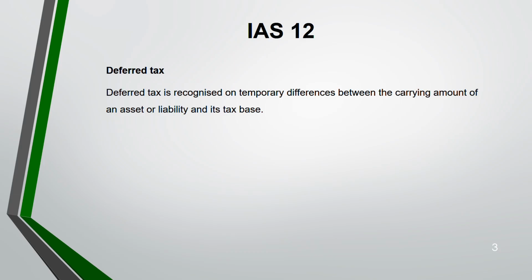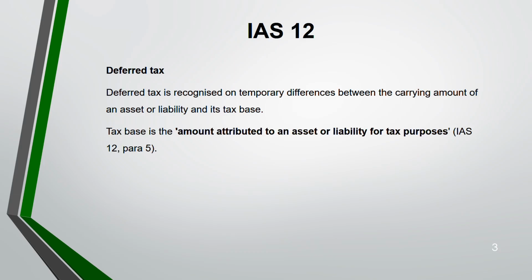Why does deferred tax arise? Number 1, because your accounting profit that you have calculated and the taxable profit, there's a difference. Sometimes the amount that you're deducting to get the profit, for example, depreciation, is not allowable for the tax purpose. That's where that difference occurs, and that difference is only temporary. Over a long time, there will be no difference. It will be both the same. So that's why there's a difference between the carrying amount of your asset and liability and its tax base. What is tax base? Amount attributed to an asset or liability for tax purpose.